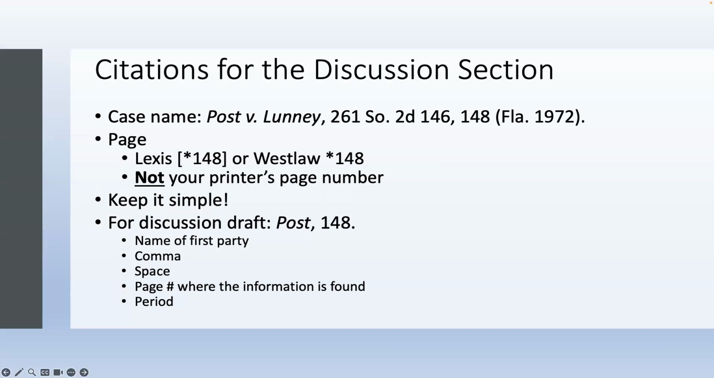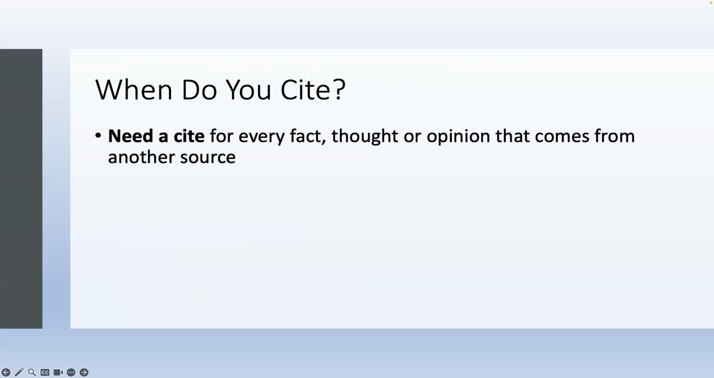The only time the page number is not followed by a period is if you have multiple cites for a synthesized rule, and then it would be followed by a semicolon. You would put the next cite, and the last cite would have a period. Hope that's clear. So when do you cite?